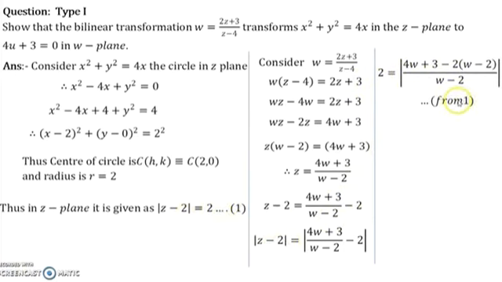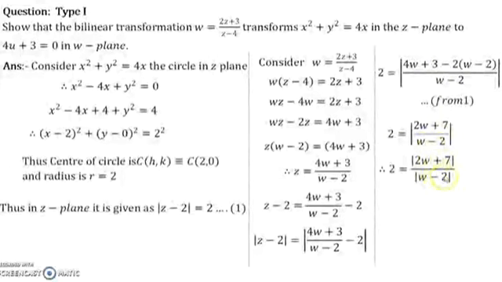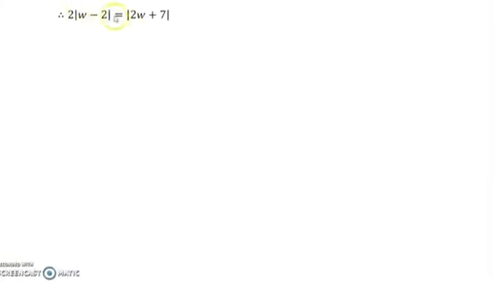We will get 2 = modulus of, after taking LCM on the right hand side, (4w + 3 − 2(w − 2))/(w − 2). The simplification gives 2 = |2w + 7|/|w − 2|, splitting the modulus of numerator and denominator separately. Next, we are cross multiplying the denominator to the LHS. We will get 2|w − 2| = |2w + 7|. Next, for removing the modulus, we need to take the square on both sides. After squaring, we will get 4|w − 2|² = |2w + 7|².